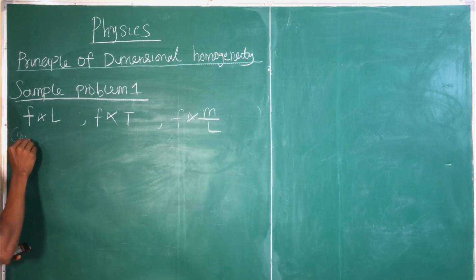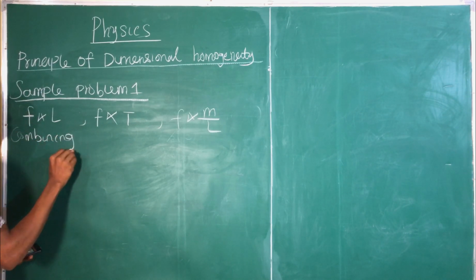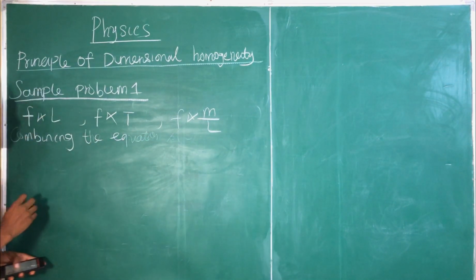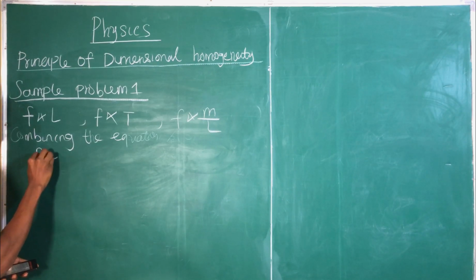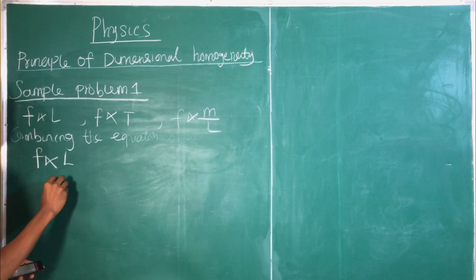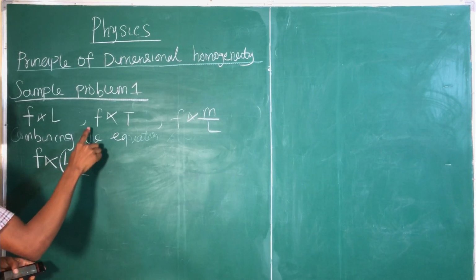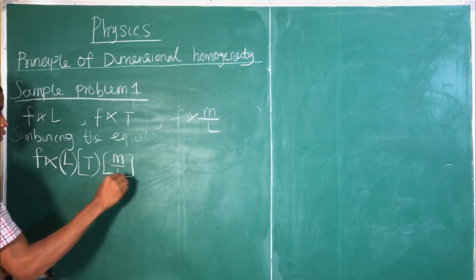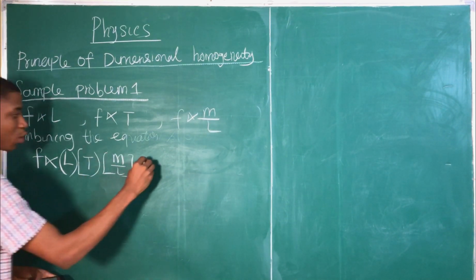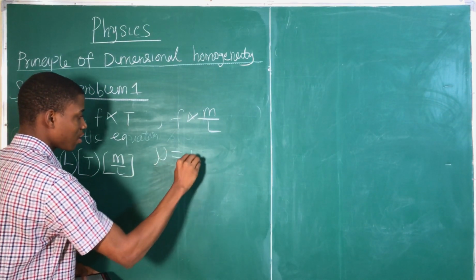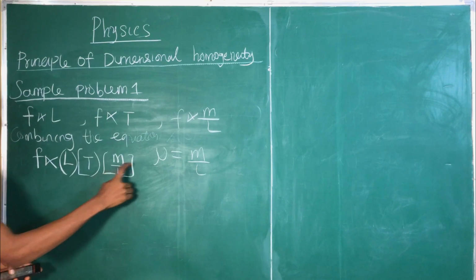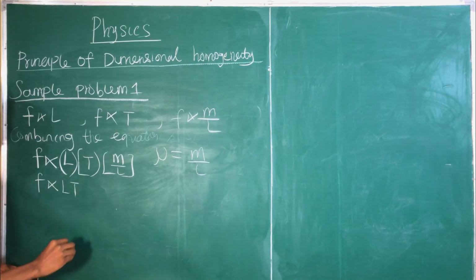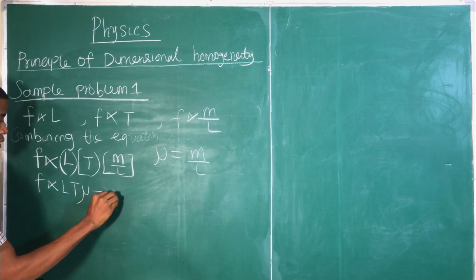Combining all these variations, combining the equations, we have that the frequency is directly proportional to the length, so let's put this in brackets. Also directly proportional to the tension, and lastly, the mass per unit length of that string. Take note, let us represent the mass per unit length as mu. So we have a case where the frequency is proportional to the length, the tension, and mu. Let's call this equation 1.